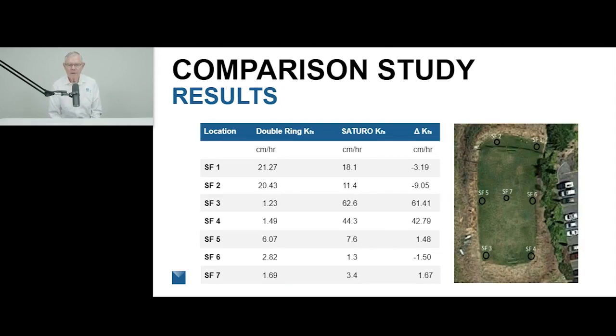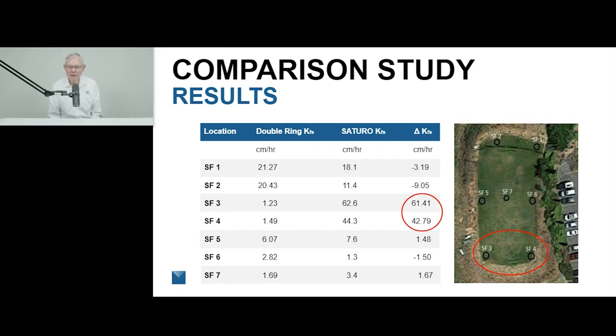The table shows a comparison of the measurements. In general, there was pretty good agreement, except that two locations show much lower conductivity with the double ring than with the Saturo. The two locations are circled in red in the picture. These locations have some of the subsoil fill that's really high in clay.